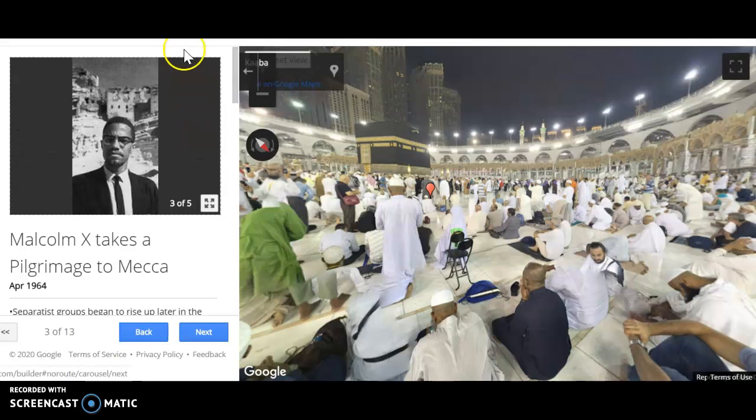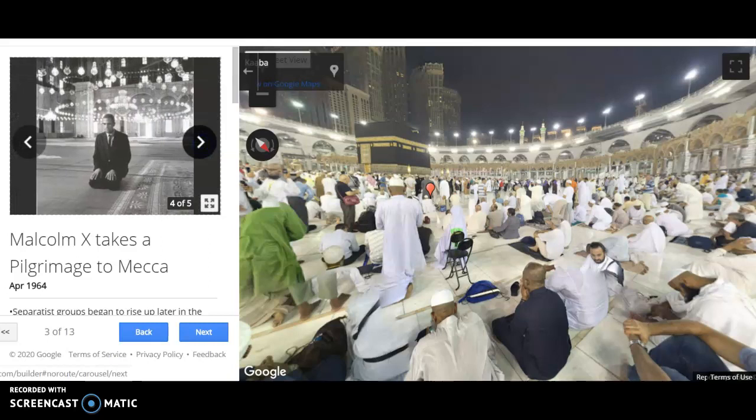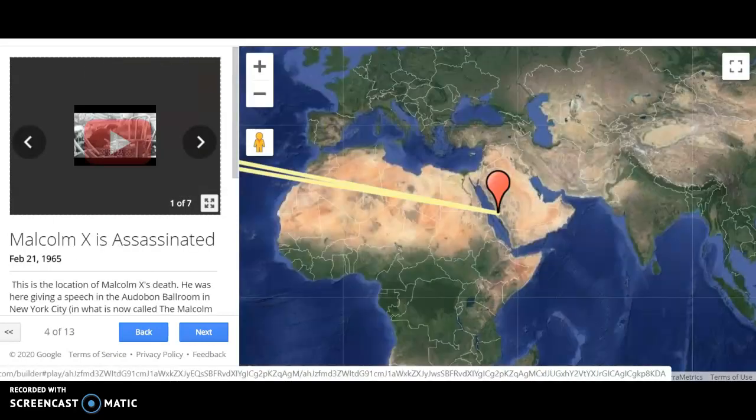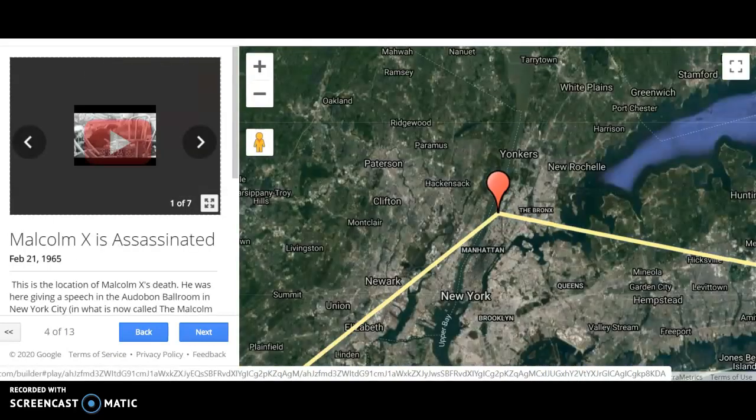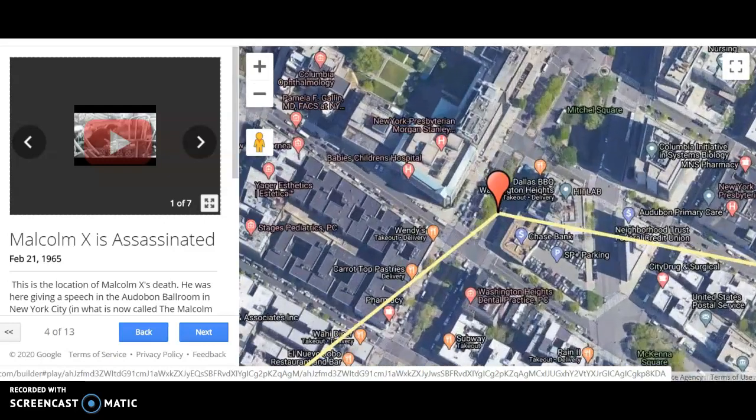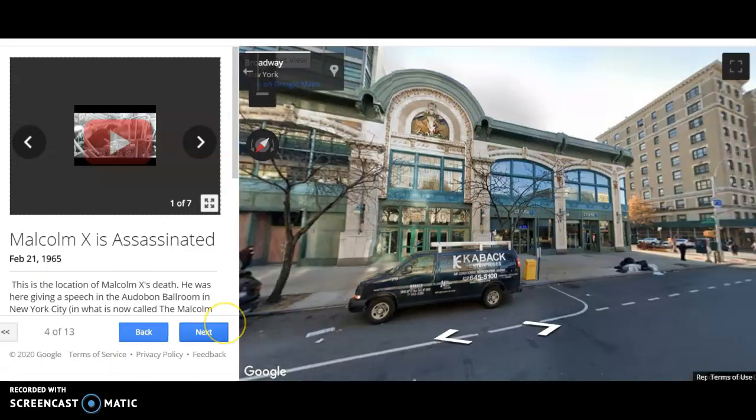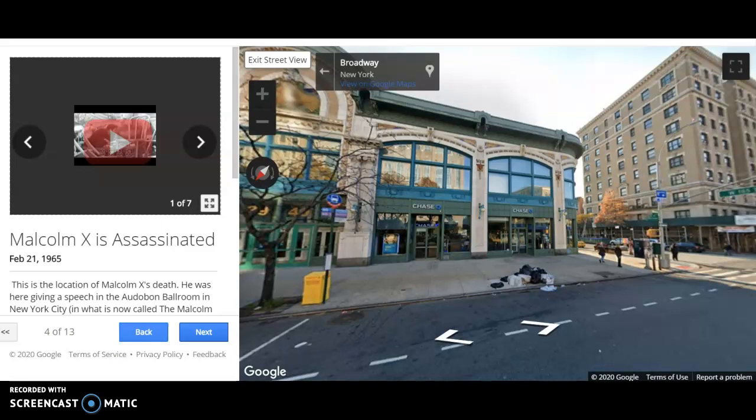And so he came back different to the United States, and his voice in the movement changed, more of an integrationist perspective. And so when he came back to the United States, the people who were a part of his group called the Nation of Islam were not as happy with him because his message had changed. So in 1965, he is here in New York City giving a speech. At this location, he was here in a ballroom just speaking to people about civil rights.